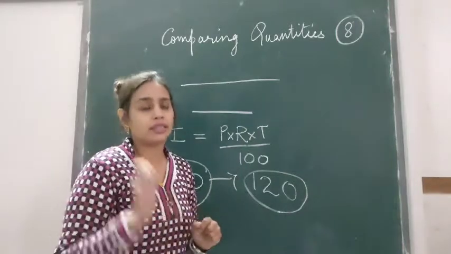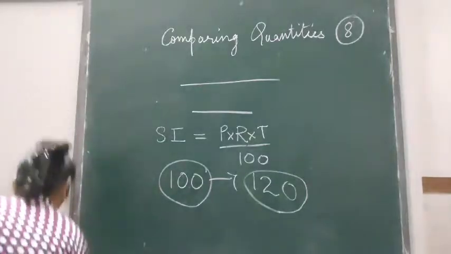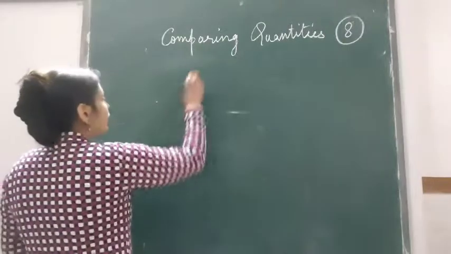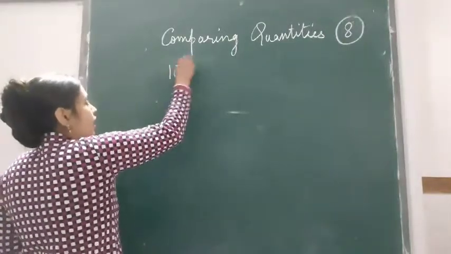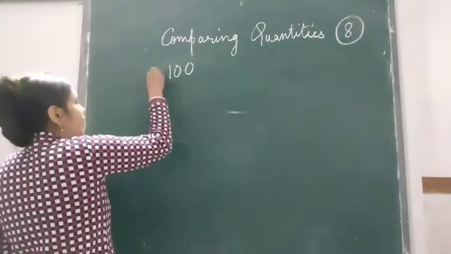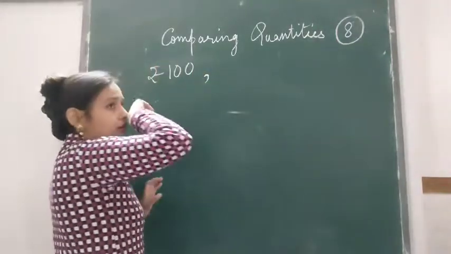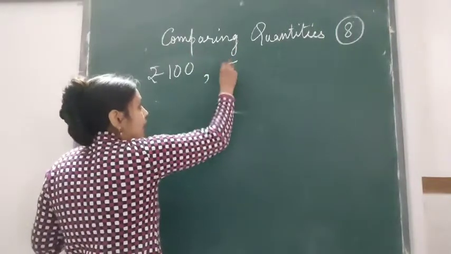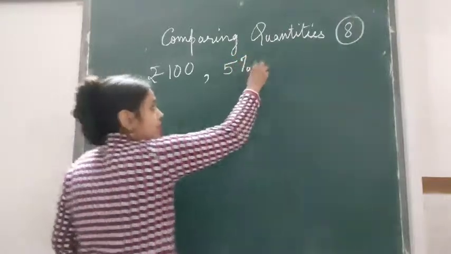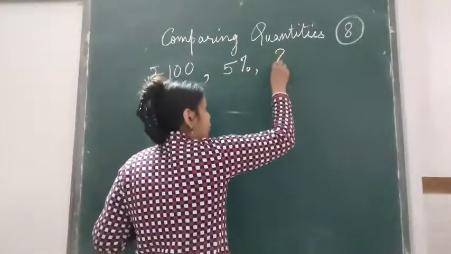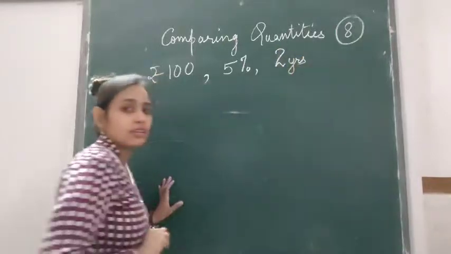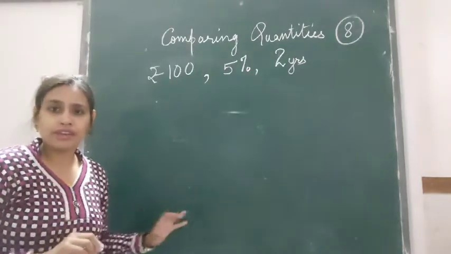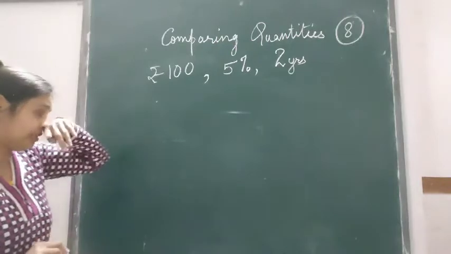Now what do you understand by that? I'll tell you. Like for example, we'll take a very simple example: 100 rupees, you gave 100 rupees to your neighbor at 5% interest. What she will give after 1 year, and after 2 years. So we will find it for 1 year first.